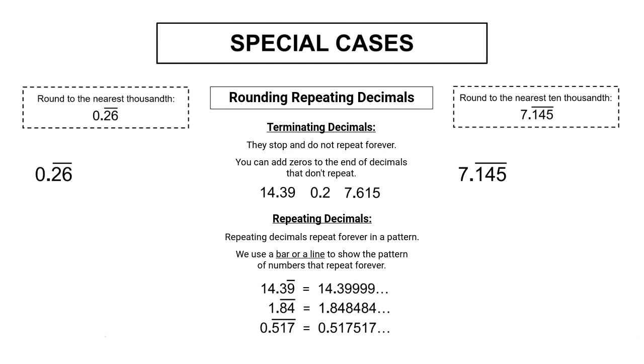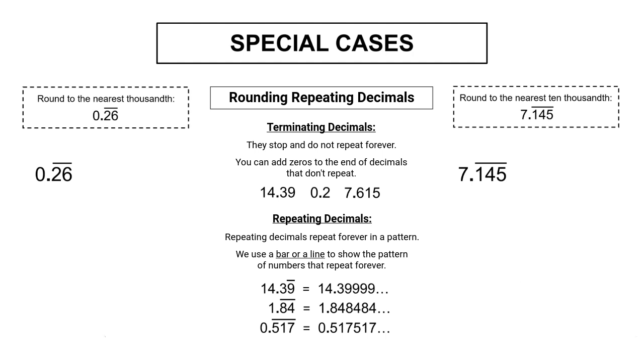So the last case I'm going to cover, which not all students have to learn, but I'm going to go ahead and show it anyway, is rounding repeating decimals. So most of the examples we've already shown are terminating decimals. These are decimals that don't go on forever, and you can always add zeros to the end of them. Repeating decimals, you can't do that. Repeating decimals repeat forever in a particular pattern. And we use a bar to show the pattern of numbers that go on forever.